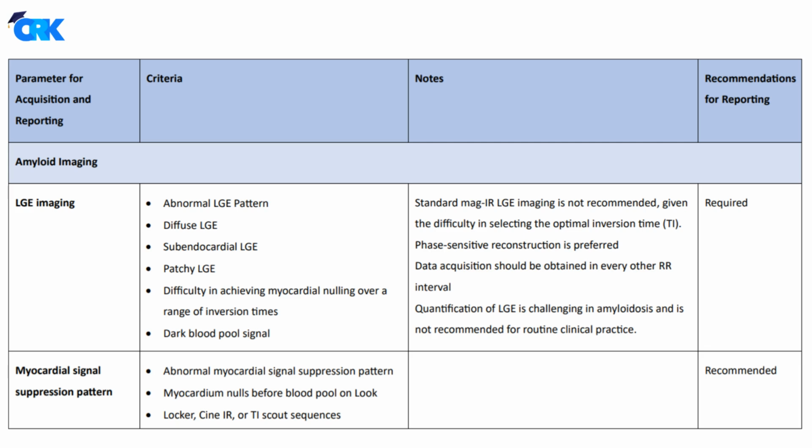Key abnormal patterns include diffuse subendocardial or patchy enhancement, difficulty achieving myocardial nulling across inversion times, and dark blood pool signals. These findings strongly suggest cardiac amyloid infiltration. Standard magnitude inversion recovery imaging is not ideal due to challenges in selecting optimal inversion time, TI, in amyloid patients. Instead, phase-sensitive inversion recovery, PSIR, is preferred for more reliable tissue contrast.